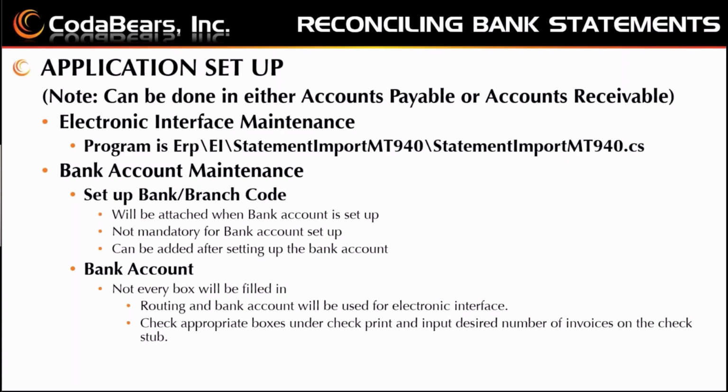Next, you will have to check the appropriate boxes under check print and input the desired number of invoices on the check stub. This can be changed anytime that's necessary. So if you start out and say, we're only going to print 10 invoices on the check, and later on you find out you're using 2 checks when you make payments, then you might want to change this particular setup. It's not necessary for bank reconciliation; however, it is necessary for setting up the actual bank account. So go back and review those fields.